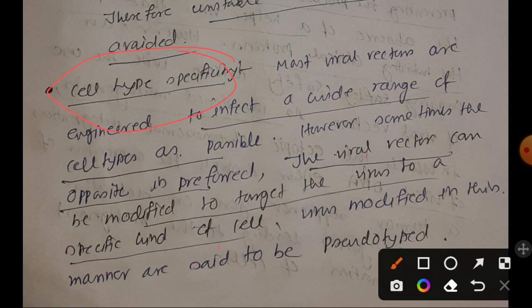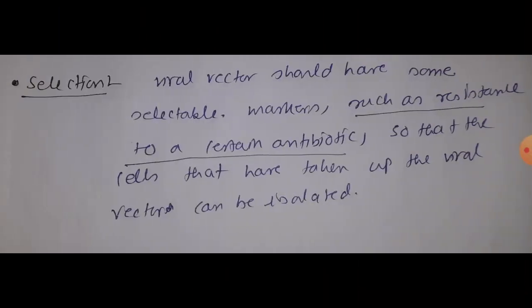That pseudotyping will ensure the transfection of the virus towards only one cell type. So that is the idea of cell type specificity. It is totally dependent on our requirement. If our requirement is to transfect a wide range of cell types, we can design our viral vector in such a way, and if our goal is to specifically transfect only one type of cell, then we will use pseudotyping to develop our viral vector in that way.